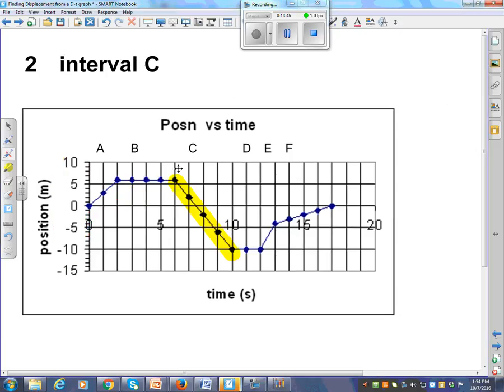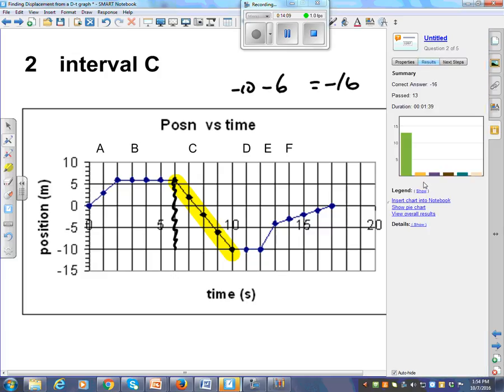Interval C is going down, so it's going to be negative. Final minus initial. Final is minus 10. Initial is plus 6. Minus 10 minus 6 is minus 16. If you want, count. Minus 16. How'd we do? Lots of different answers. I don't know. I have to look later.